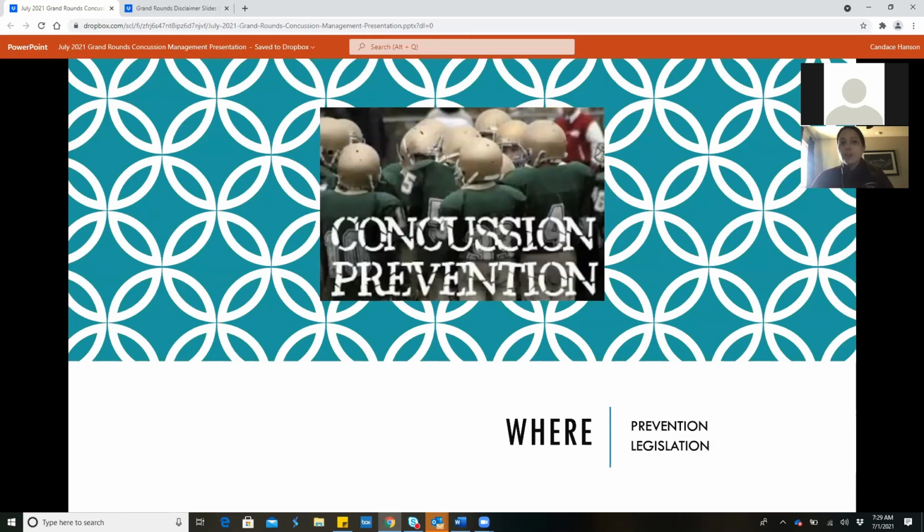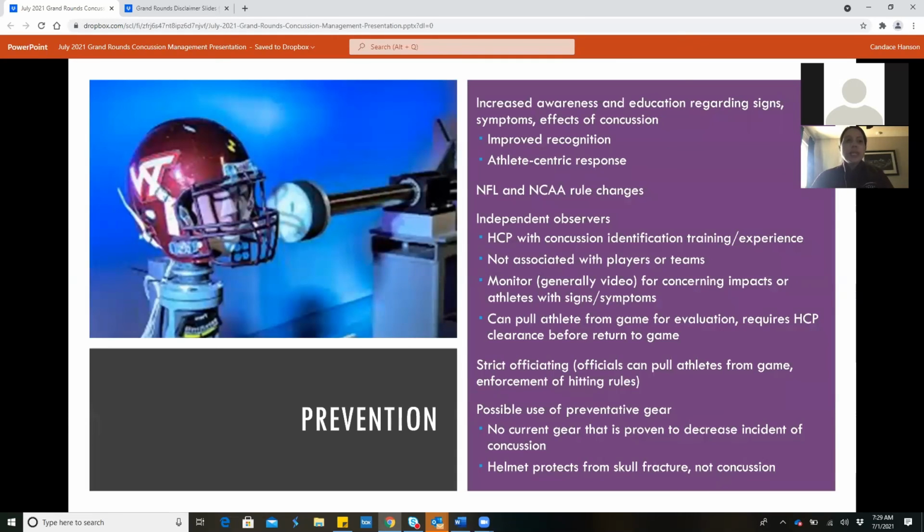So concussion prevention and legislation. There's increased awareness overall, education regarding signs and symptoms of concussion, which results in improved recognition, and an athlete-centric response is important. Obviously, there've been NFL and NCAA rule changes about hits, like we were talking about with the UNC Chapel Hill data. Those top of the head hits, that head-down spiking, definitely more forces, increased risk of brain injury as well as catastrophic spine injury. So making sure that we're not allowing those hits.